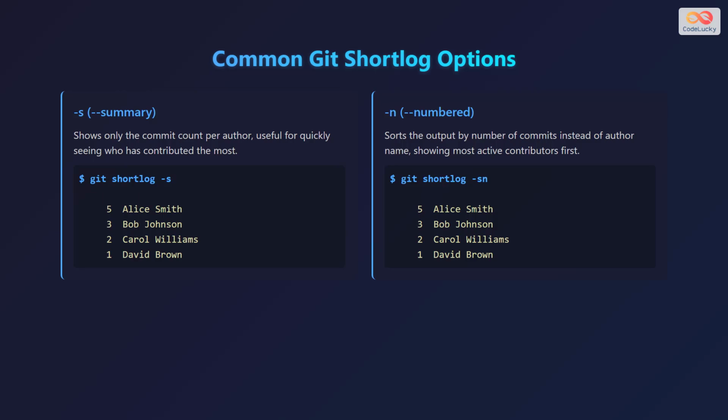The -n or numbered option sorts the output by the number of commits instead of the author name. This will show the most active contributors first. For example, the command git shortlog -sn will sort by the number of commits, displaying Alice Smith first with 5 commits, followed by Bob Johnson, Carol Williams, and David Brown.